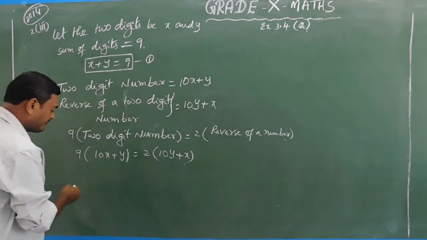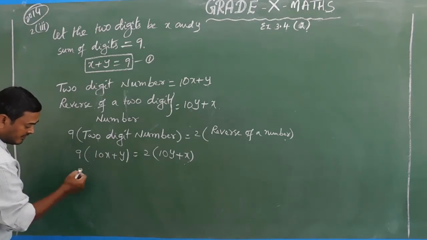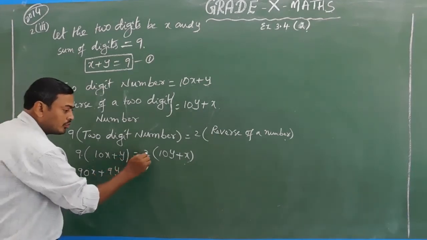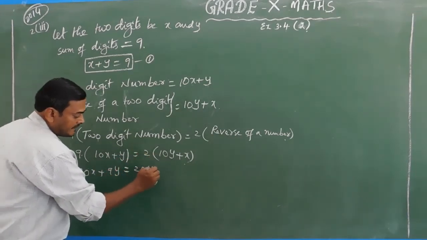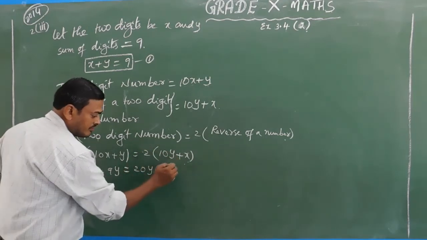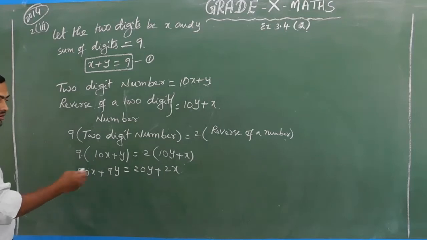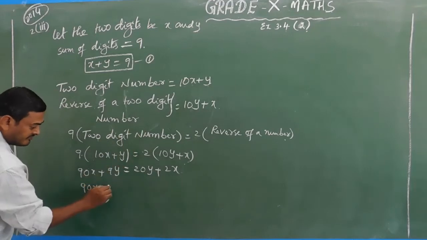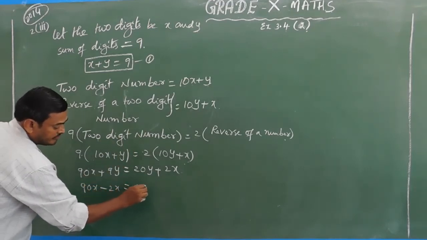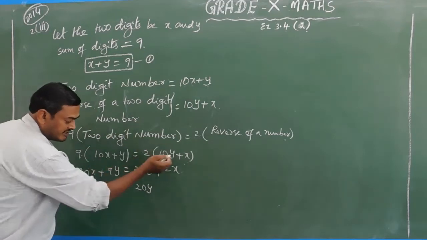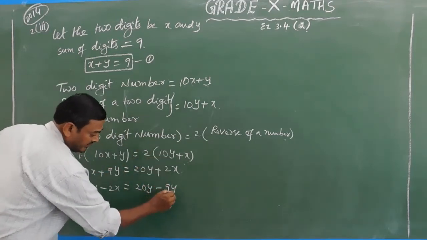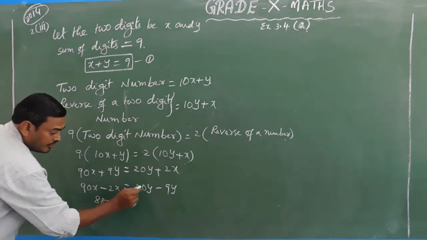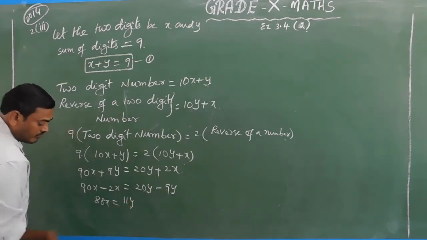10y plus x. Now if we simplify, 9 into 10 is 90x plus 9 into y, 9y, equal to 2 into 10, 20y, plus 2 into x, 2x. Now set all variables on one side: 90x, and 2x coming to this side becomes minus 2x, equal to 20y, and 9y transposed to that side becomes minus 9y. Now 90 minus 2, 88x equal to 20 minus 9, 11y.